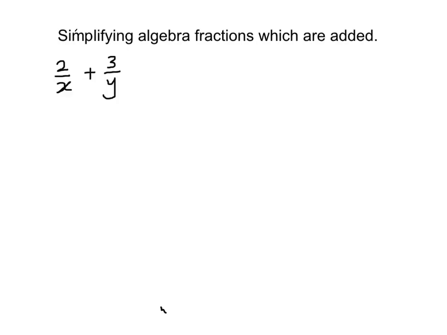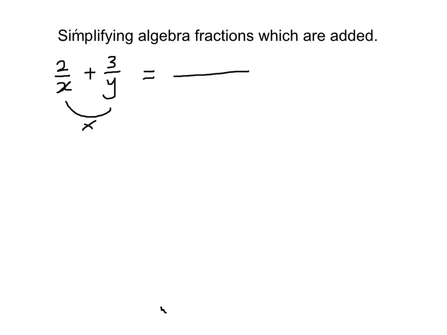Good afternoon. This video is about simplifying algebra fractions which are added or subtracted. We do it the same way that we would for normal fractions, except at the end when we're simplifying we group the same terms together. So as if we're adding normal fractions, we have to find a common denominator on the bottom. And one way to do that, an easy way to do that, is to multiply the bottom two numbers or letters that are in the denominator.